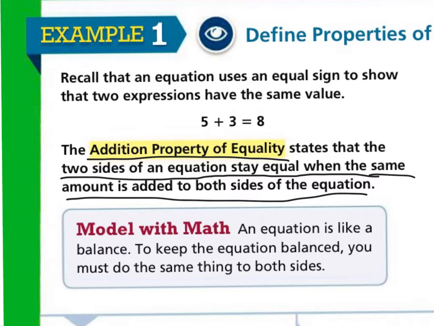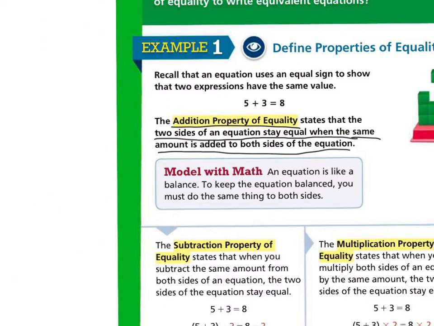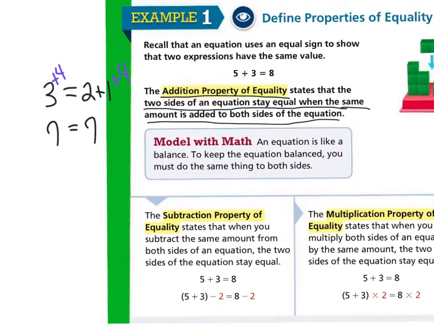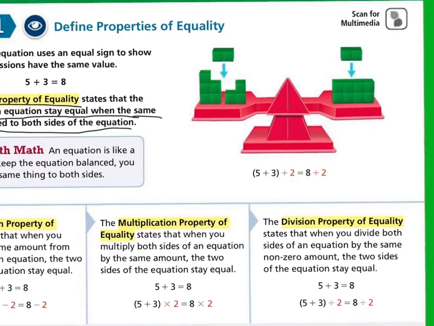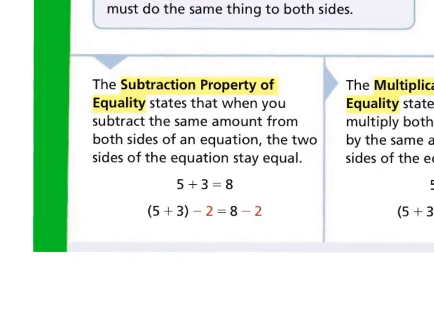Okay? So, for example, if we had 3 equals 2 plus 1, and we add 4 on both sides, those are still going to be equal. 3 plus 4 is 7. 2 plus 1 is 3, plus 4 is 7. They're still equal. Okay, and again, it's like a balance. As long as we do the same thing on both sides, then it's going to work.